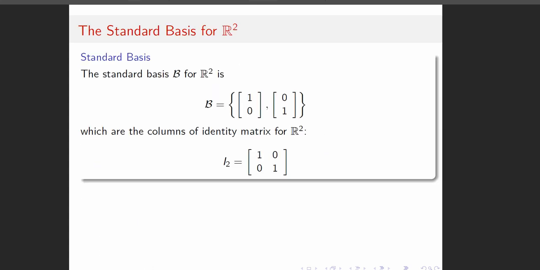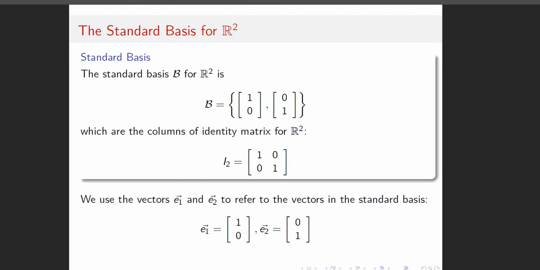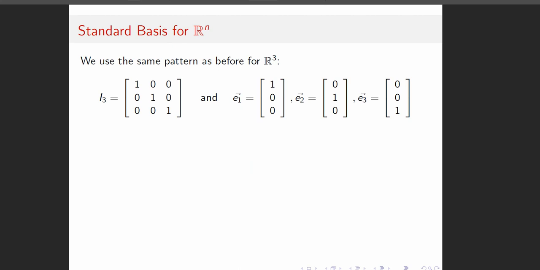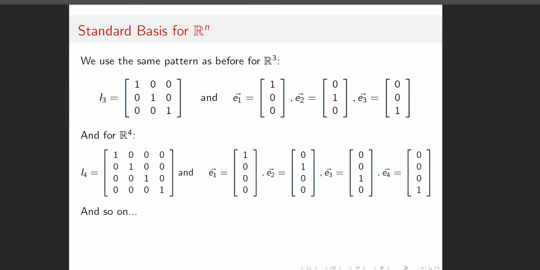So the standard basis for R2, I hope this is familiar to you. The two vectors 1, 0 and 0, 1, the columns of the identity matrix, which we call vector E sub 1 and vector E sub 2, these are the standard basis for R2. And that's also true for R3 and also for R4, right?